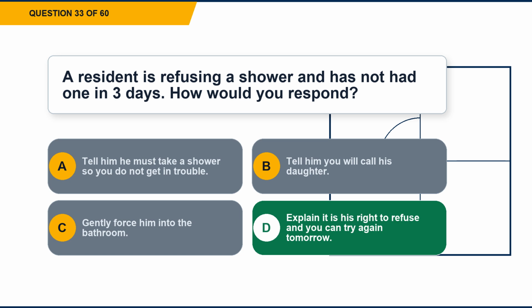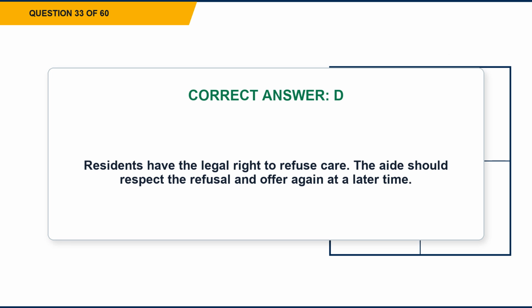The correct answer is option D, explain it is his right to refuse and you can try again tomorrow. Explanation: residents have the legal right to refuse care. The aide should respect the refusal and offer again at a later time.